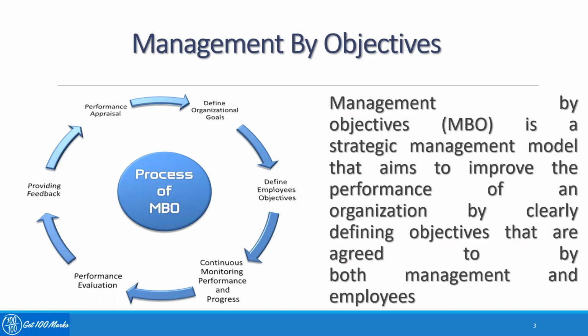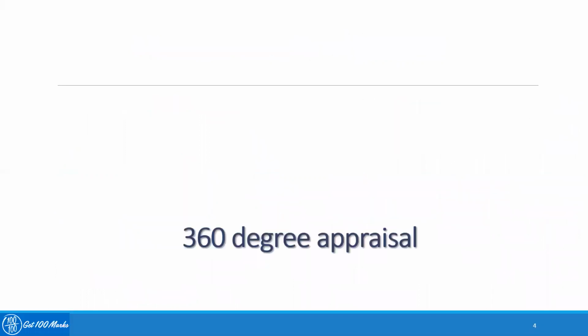The process of MBO starts with defining organizational goals, then defining employees' objectives, followed by continuous monitoring of performance and progress. Then they will be evaluating performance. After performance evaluation, proper feedback will be provided to the employees on how exactly they performed in their job position.